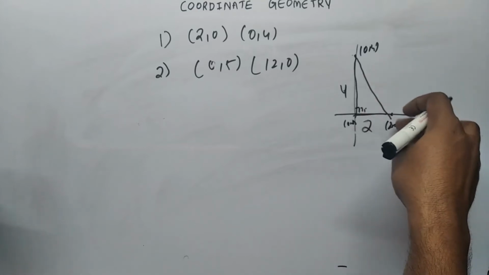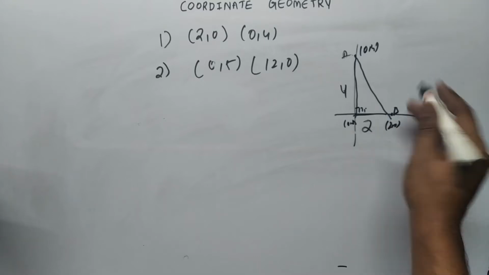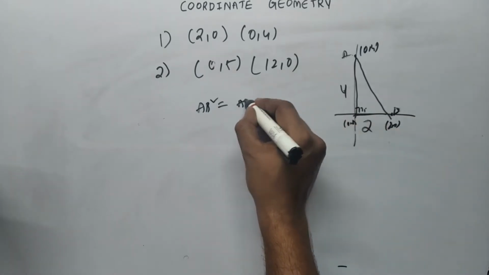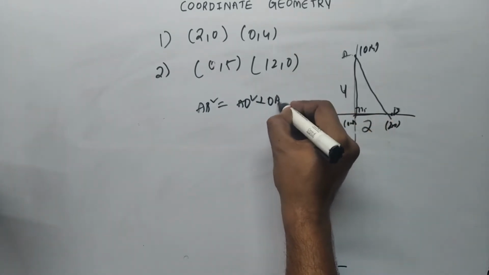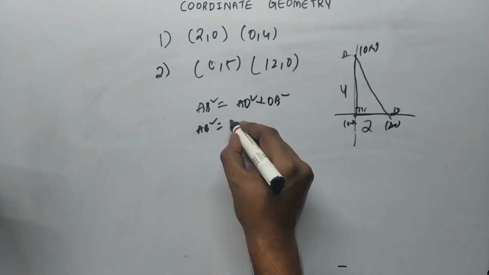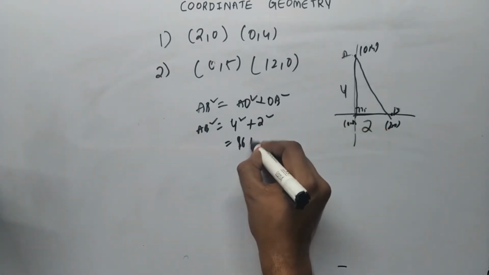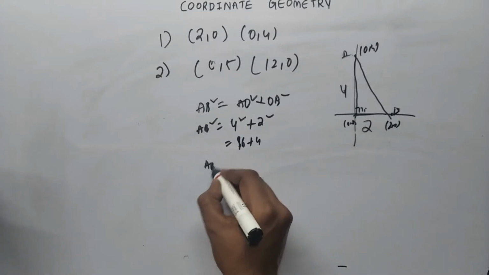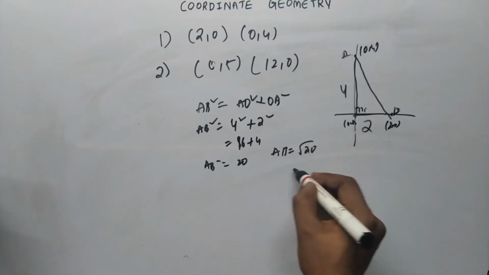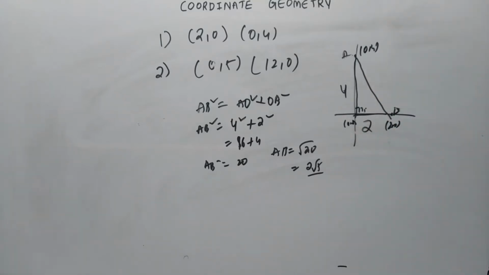So if you substitute in the Pythagoras theorem, suppose this is point A, this is B, and this is O. So AB square is equal to AO square plus OB square. We need to find the distance AB. AO square is 4 square and this one is 2 square. So 4 square is 16 plus 4, so we get 20. So AB square is 20, so we need to find the value of AB. So AB is root 20. Root 20 can be written as 2 root 5. So this is the distance between the 2 points.